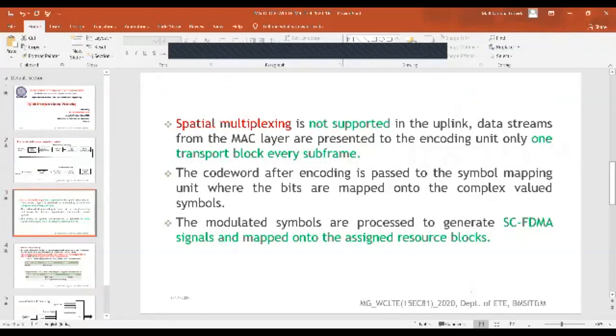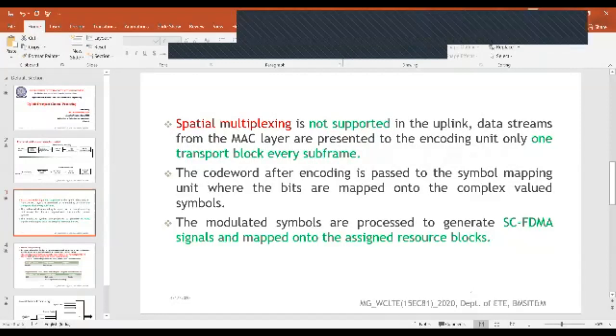So that code word will be applied to the scrambler, then the modulation mapper, then DFT pre-coding, then resource mapping. Then the output of the resource mapping is given to the SCFDMA signal generation, right? So that SCFDMA signal will be mapped onto the resource block. See, that is what is written here. The modulated symbols are processed to generate the SCFDMA signals and mapped onto the assigned resource block.